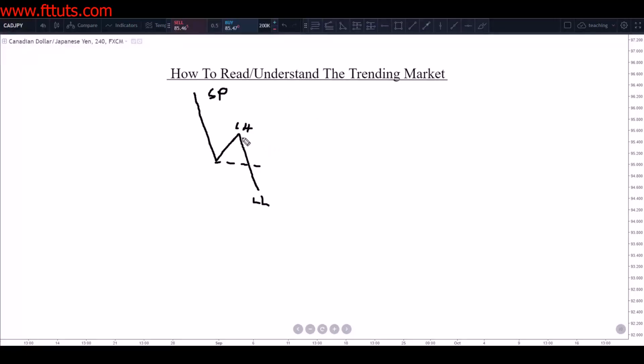For a trending market, right here, this lower high is the level we're paying attention to. The reason is that we want to see a pullback out of this market, no matter what happens in between. As long as this pullback does not break and close above this lower high that we have right here, we still consider this market to be in a downtrend.